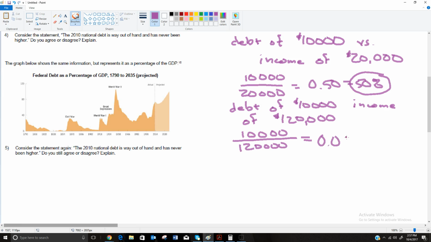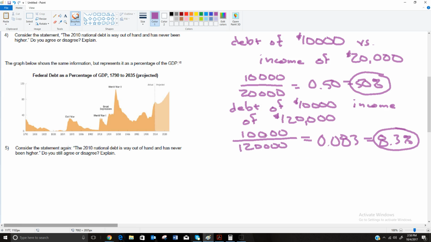So 0.083, which is about 8.3%. Someone who is looking at the finances of these two individuals would say that this $10,000 debt is probably very concerning for this person. For this individual, that's not that much because it's only 8.3% of their total income. Still not insignificant, but it's not nearly as much of a concern as someone who has a debt that's 50% of their income. So this is what we're going to look at with this debt as a percentage of the gross domestic product.